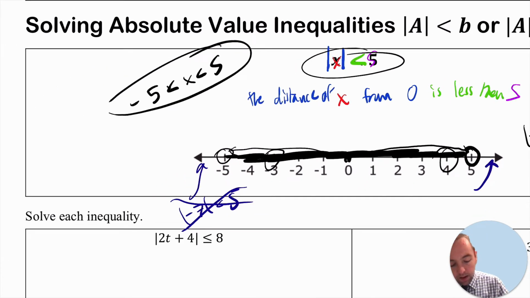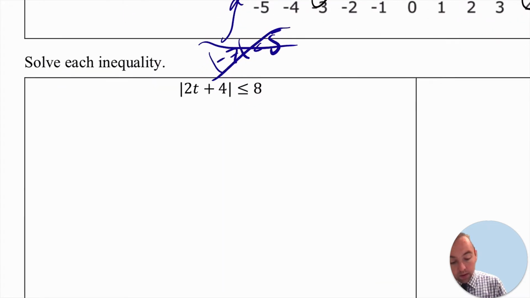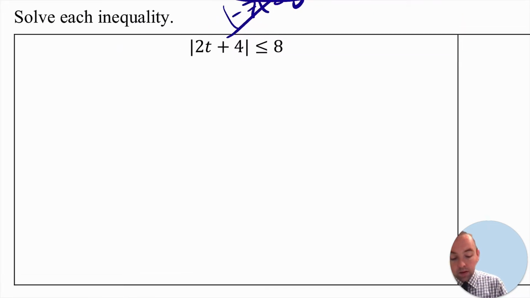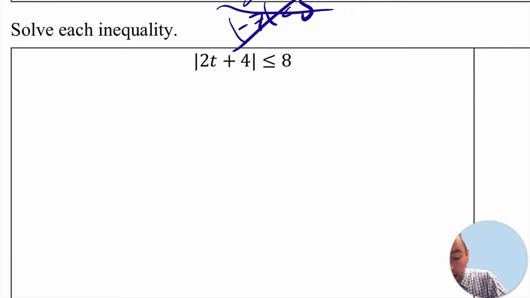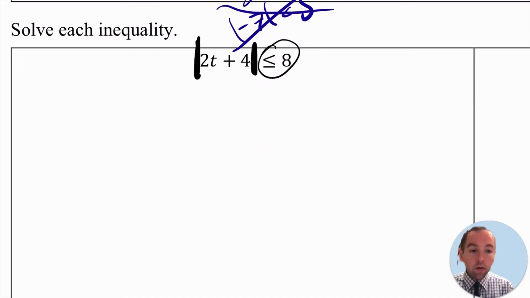Okay? All right, so with that in mind, let's look at some that have a little bit more going on inside the absolute value or outside of it. Whenever we're solving absolute value equations or inequalities, the same thing holds: you always want to isolate the absolute value quantity alone on one side of the inequality. In this case, it is isolated because it is the only thing on the left-hand side. So we want to think about the meaning of this statement, and it's saying that we've got a distance from 0, but it's of the expression 2t plus 4, and it's going to be less than or equal to 8.